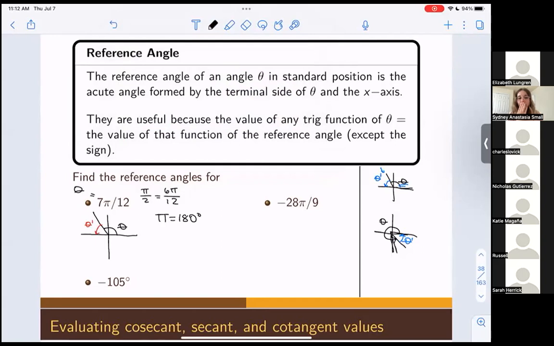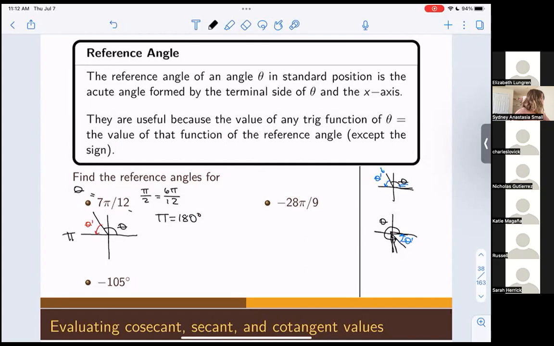So, wouldn't 7 pi 12ths be in quadrant 3, not 2? It would not be in quadrant 3, because if this here is pi radians, do you agree? Okay, so things in quadrant 3 would be larger than pi, and this is not quite a pi. That makes sense? Oh, thank you for asking. Okay, so does that make sense?